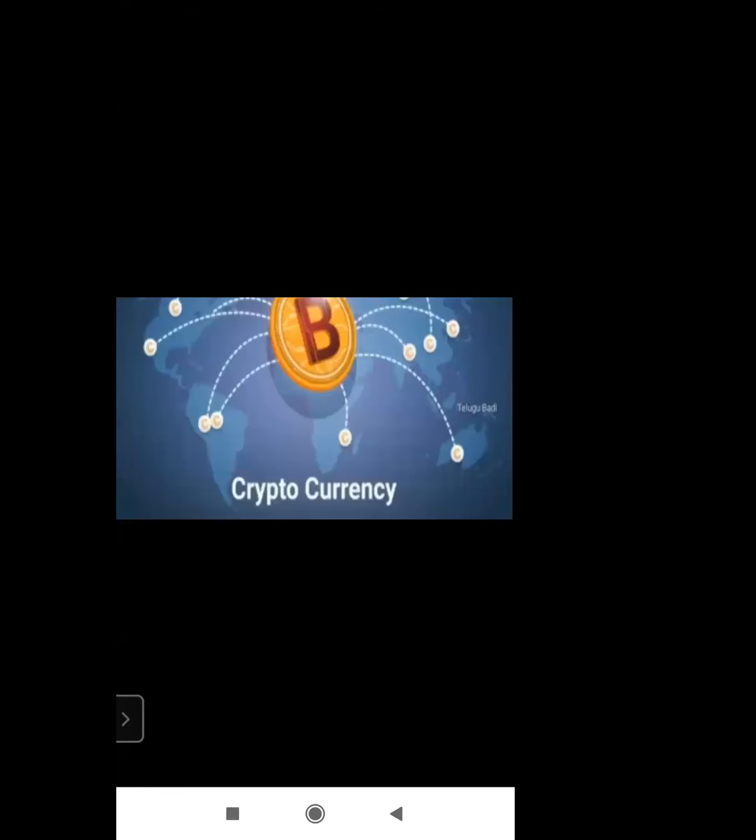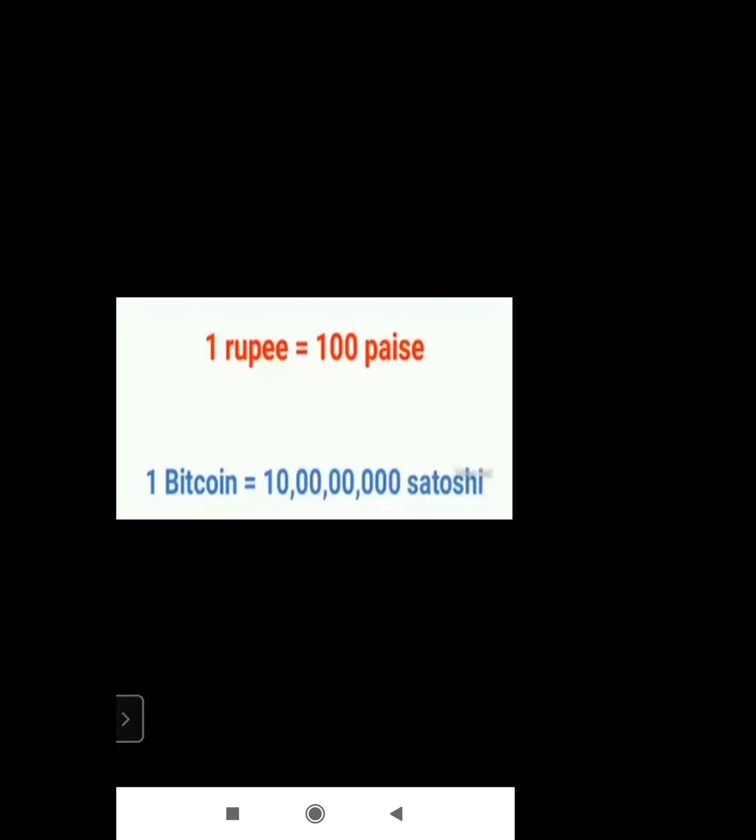But Bitcoin is totally different from that, and no particular state or country can control it. There is no particular organization to control it either. Simply, we can say it is a decentralized currency. For example, as we know, 1 rupee is equal to 100 paise. Similarly, 1 Bitcoin is equal to 10 crore satoshis.